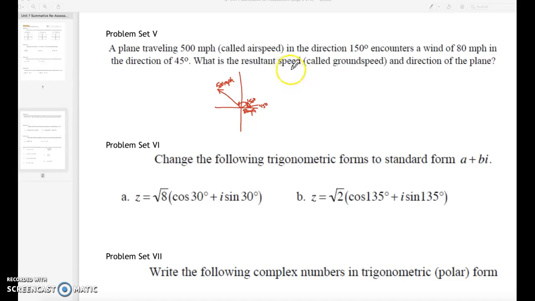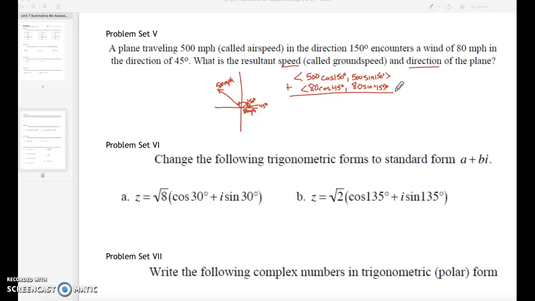Well, to get the resultant speed and to get the direction, we're going to need to add these vectors together. So I've got 500 cosine 150 degrees, and then I have 500 sine 150 degrees. I'm going to add that to 80 cosine 45 degrees, and then 80 sine 45 degrees. So we have these vectors here. We're going to add those together.